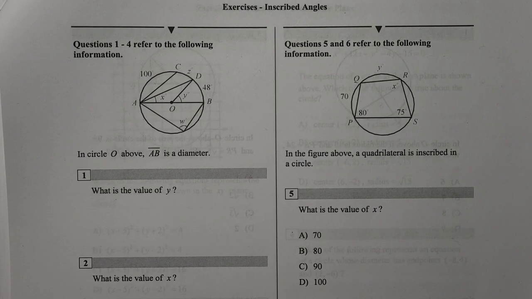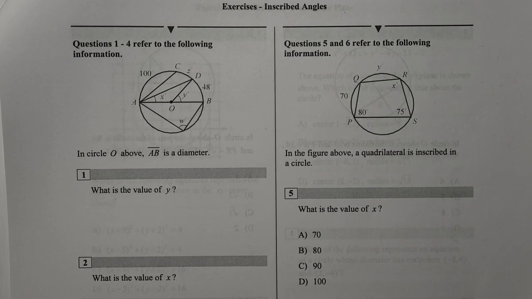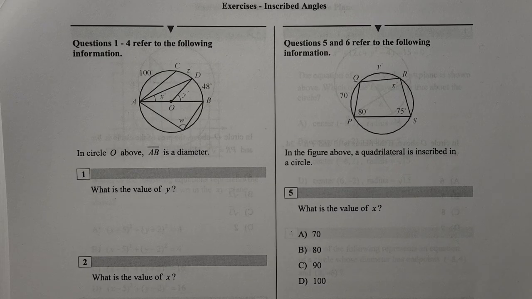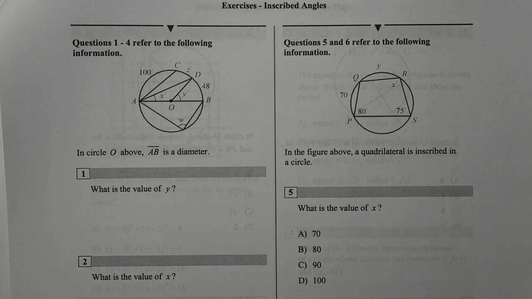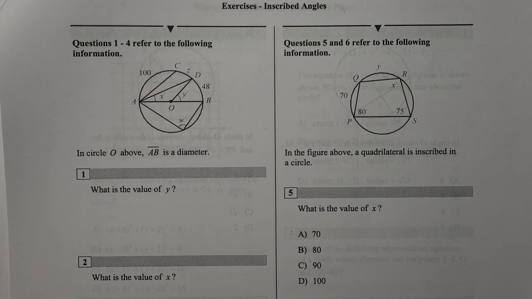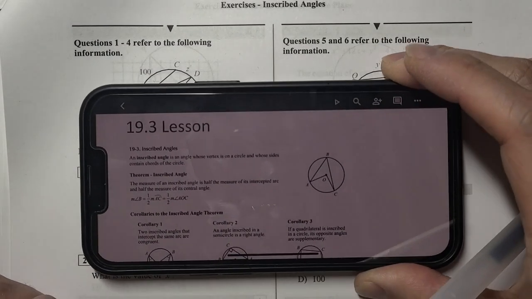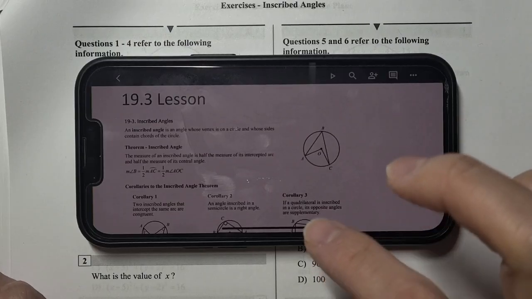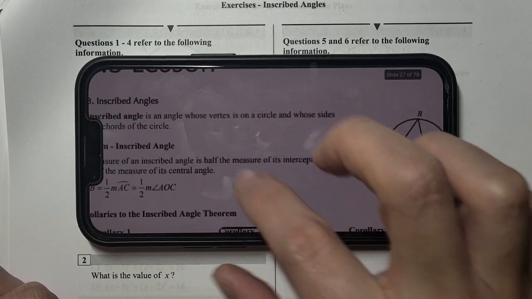All right, we're moving along and we're now on this section which is about inscribed angles. So I'm going to quickly go over what an inscribed angle is and the important things to know, at least according to this book, and then we're going to go over these practice problems. Okay, so let's look at my phone over here.